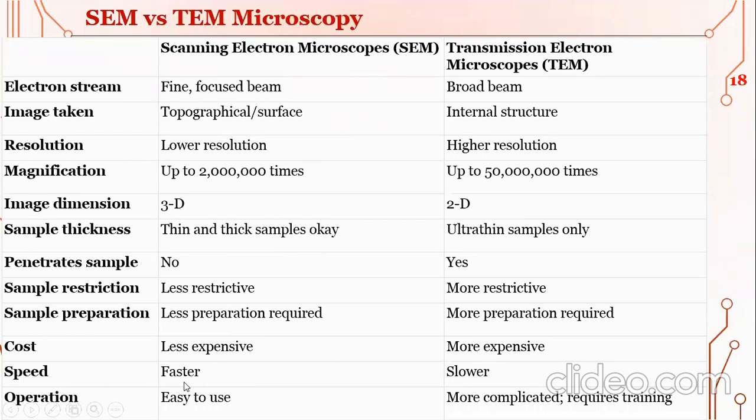The results will come sooner than with the TEM, and the TEM will be slower because it has to go into more detail with high resolution and higher magnification. So that will be slower. For operation, how it will be done, the SEM is easy to use, and here it's more complicated and requires training.